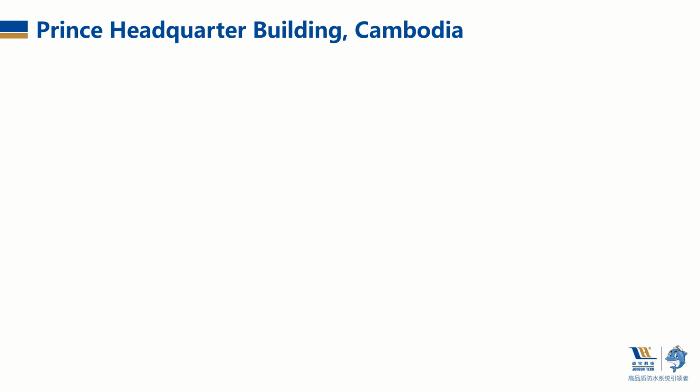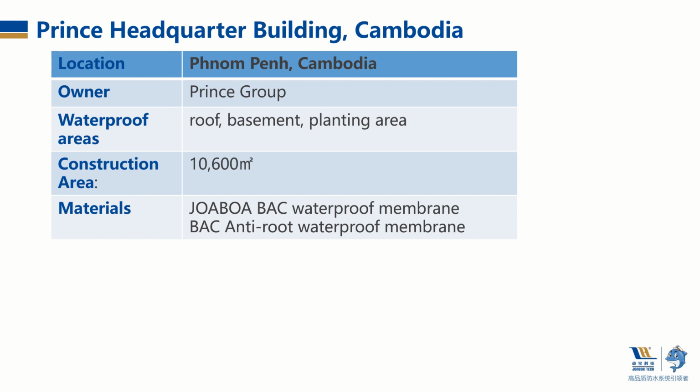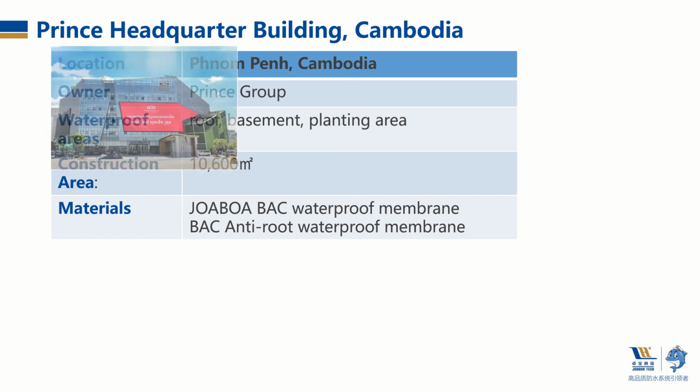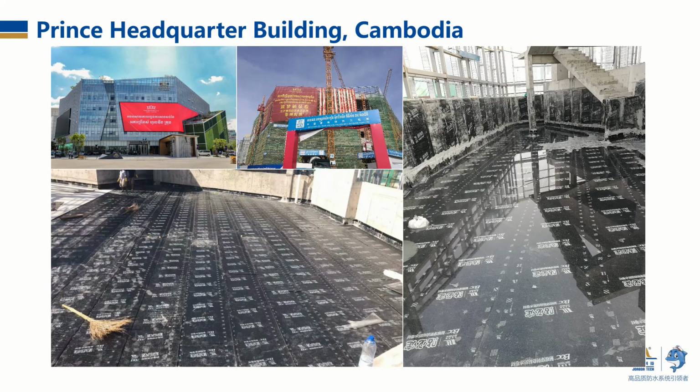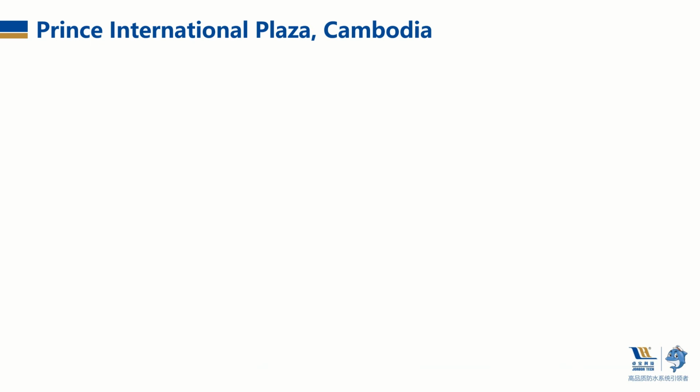Now let's look at some projects. This project is Prince Headquarters Building, located in Phnom Penh, Cambodia. The owner is Prince Group. It is applied for roof, basement, and planting area, and the construction area is 10,600 square meters. The waterproofing materials are BAC and anti-root BAC waterproofing membrane. The right picture is the water-holding test.